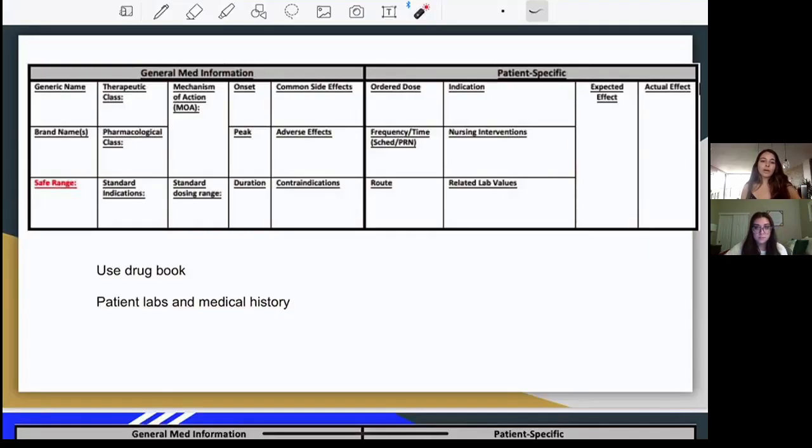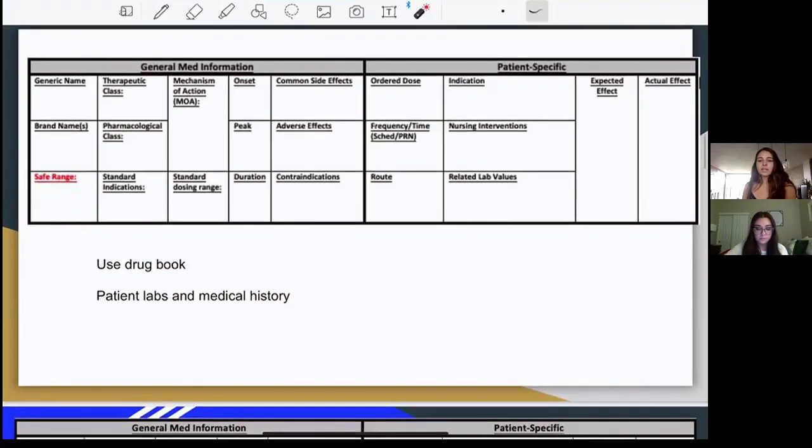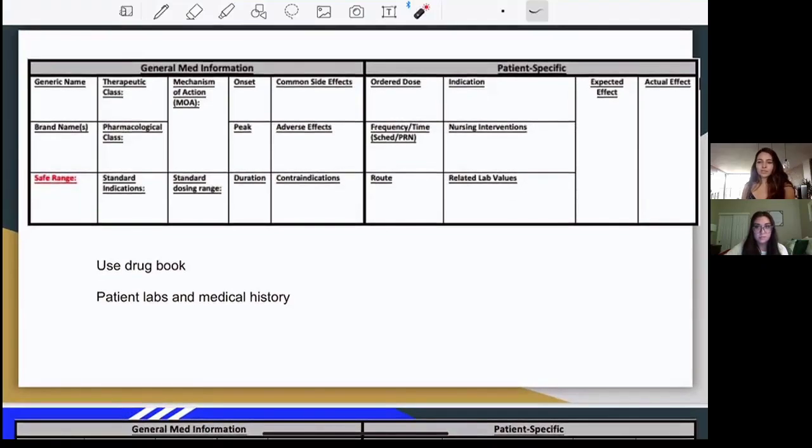So why are you giving them, which should be under the indication section, and your dosage should be under the dosing. Your frequency should be under the duration, and how soon you should see or expect the med to work. So for a lot of per orals, it might be a 30-minute onset, but it's all in your text, your drug books. So on the right side, you should say why it's pertinent to this patient specifically.